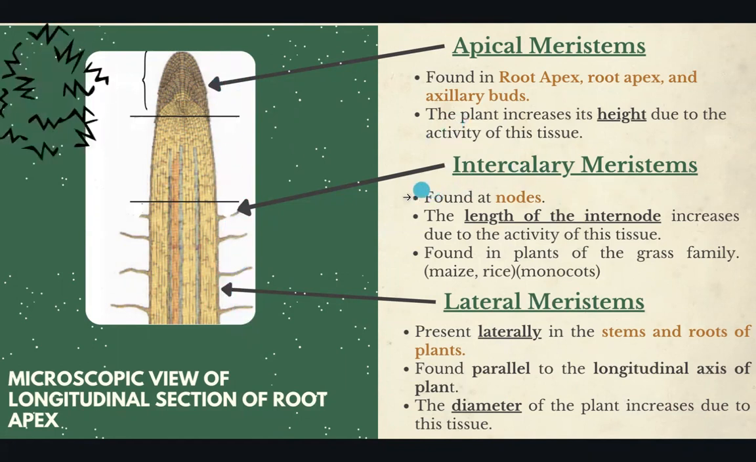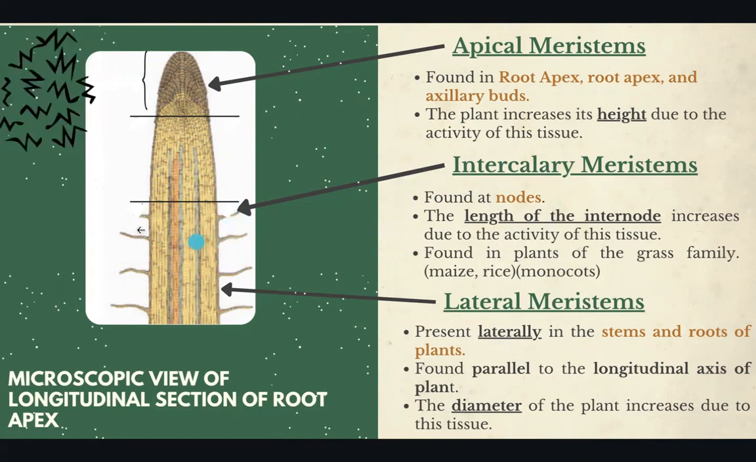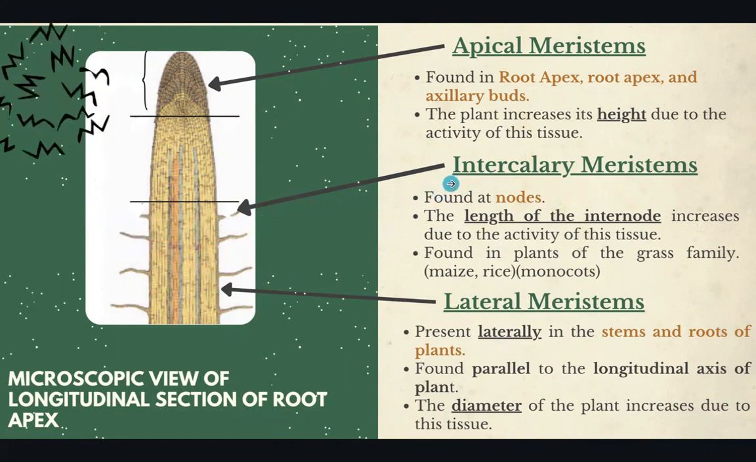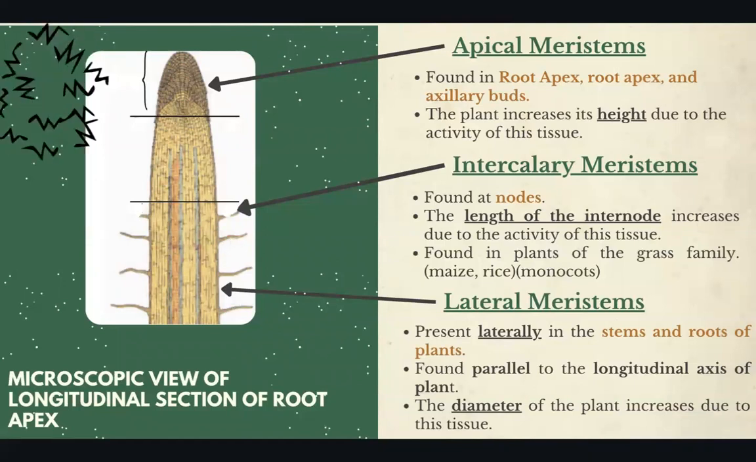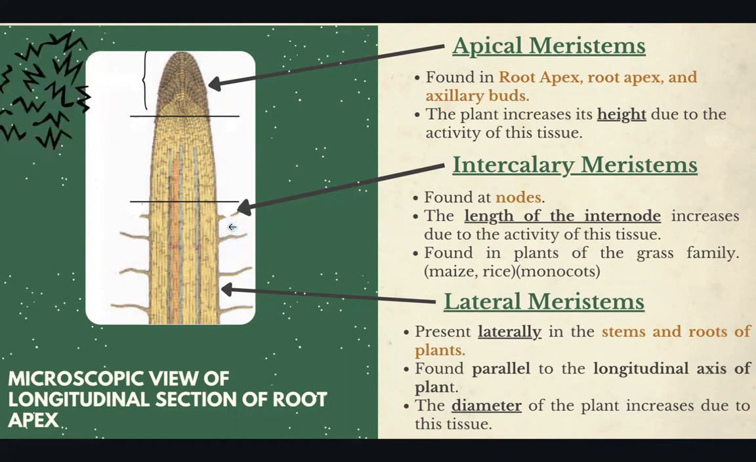Okay, then intercalary meristem, they are found at nodes. Here you see tiny parts like tentacles, those are called nodes. And the length of those nodes increases due to the activity of this tissue. And these are found in plants of the grass family. You see in the bamboo trees and in grasses like paddy, wheat, rice, they do have this kind of small size nodes. It's because of this tissue.